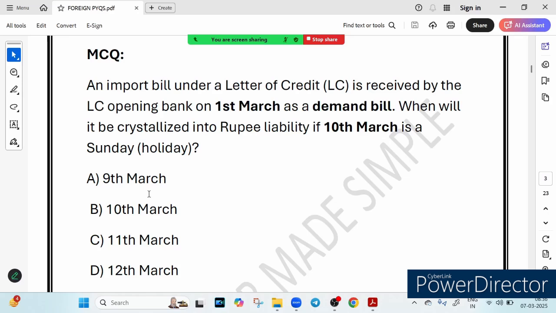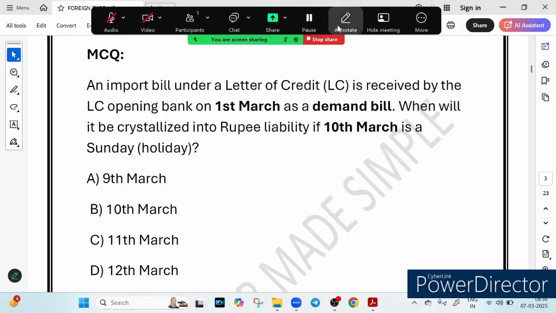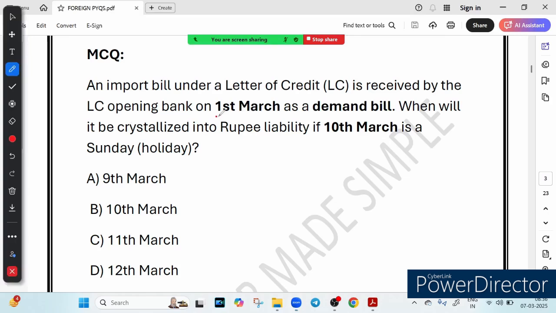So friends, in this question, this is the MCQ based on how import bill works under LC. The question is, an import bill under letter of credit is received by the LC opening bank on 1st March as demand bill. The main point has been highlighted. When will it be crystallized into rupee liability if 10th March is a Sunday or holiday? Option A, 9th March, 10th March, 11th March, 12th March. Take a moment to think about it.